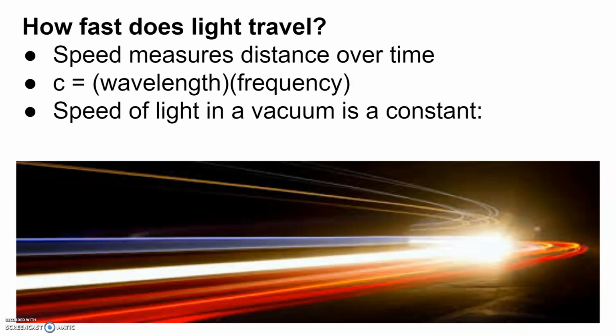Now, speed of light is also a constant, and in a vacuum, that constant is 2.998 times 10 to the 8 meters per second. So that's the fastest that light can travel, because in a vacuum essentially means there are no particles, whether it's air or water or whatever. There are no particles to interfere with light, so that's the fastest it can go.